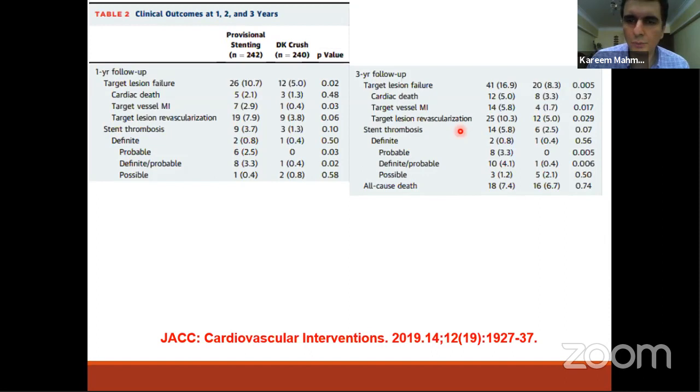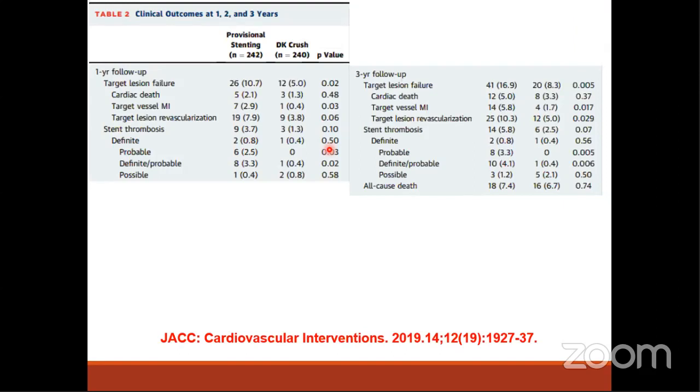Regarding the stent thrombosis, again, the probable stent thrombosis was somewhat higher in the patient with provisional arm. So before reaching the conclusion, I'd like to hear some comments from Professor Dr. Karim Saeed regarding this trial.